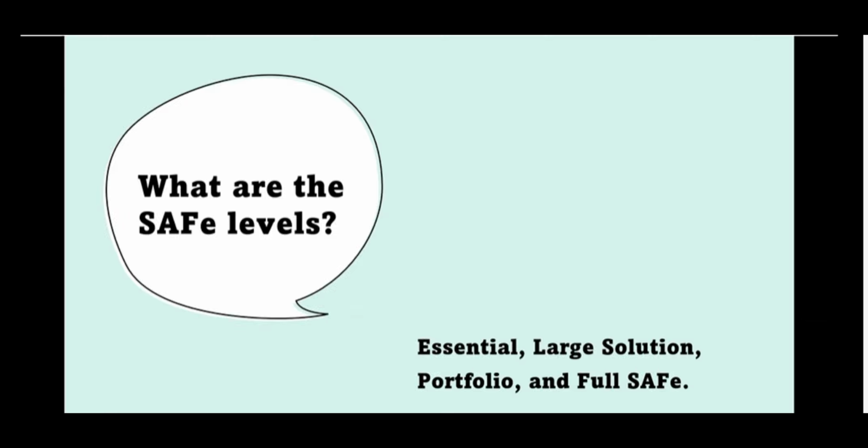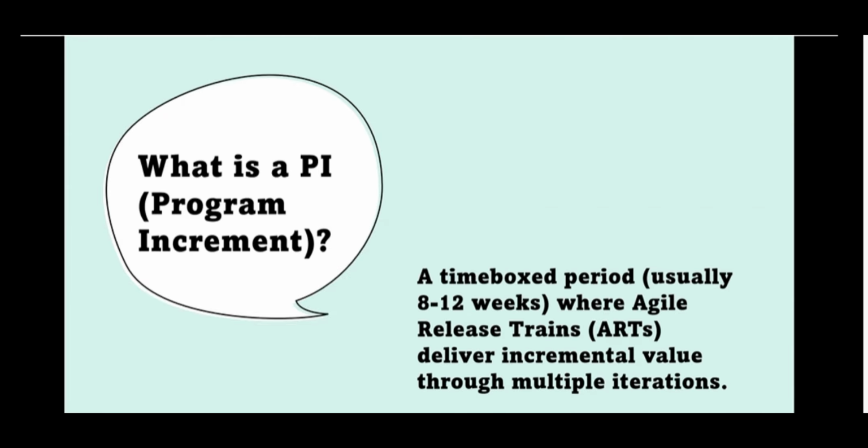What are the SAFe levels? Essential, large solution, portfolio, and full SAFe. What is a program increment? It is called a PI. A time-boxed period, usually 8 to 12 weeks, where the agile release train delivers incremental value through multiple iterations.